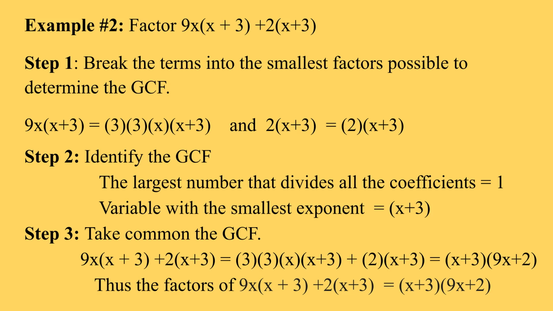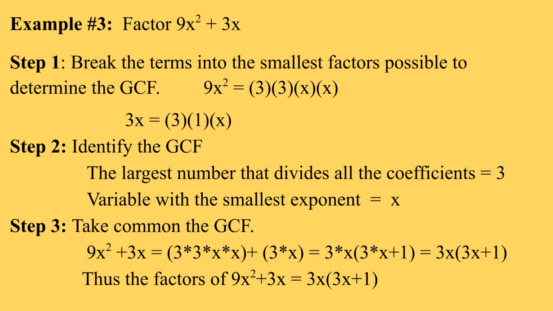First, we write this polynomial in an expanded form and take common x plus 3. We are left with 9x in the first term, and when we take common x plus 3, from the second term we are left with 2. So the factors of 9x times x plus 3 plus 2 times x plus 3 are x plus 3 and 9x plus 2.